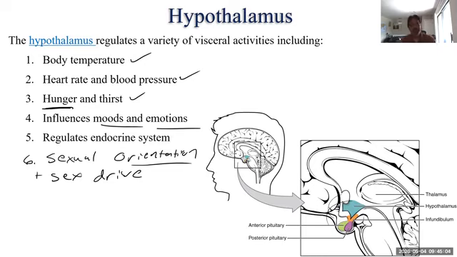Now, I'll talk more about how it regulates the endocrine activity later on with the endocrine system. As we can see here, there are major connections between the hypothalamus and the pituitary gland. And this system here will be regulating your body's activity for the endocrine system as well. So there we have it, guys, our hypothalamus.